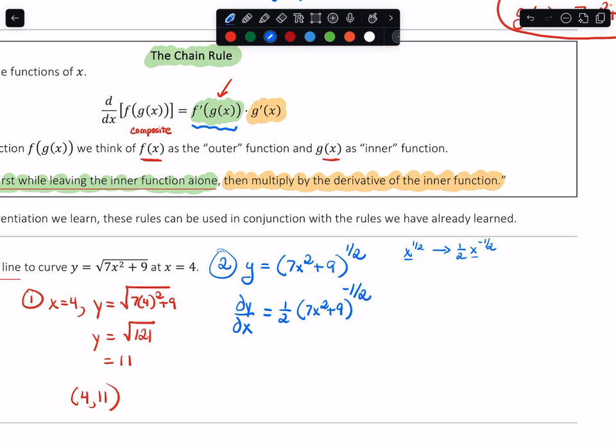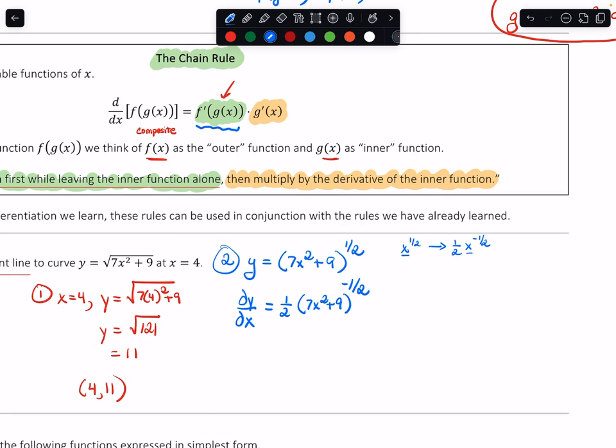I'm not done, by the way, but I'm just trying to narrow in on this idea here. You differentiated the outer part, the function being raised to a half, right? So you have something that looks like this. It's just that the inside has been left as 7x squared plus 9. That is differentiating the outer function while leaving the inner function alone. There is a second component to the chain rule, which is right here. Now I need to multiply by the derivative of the inner function.